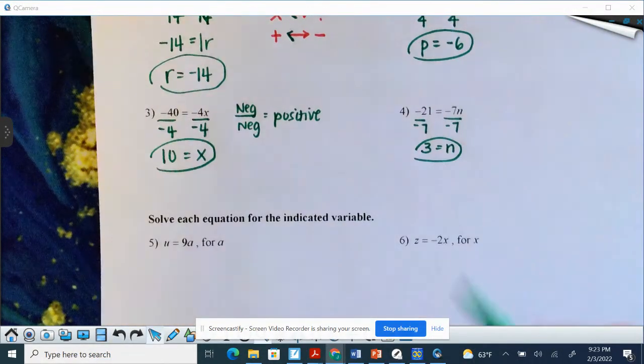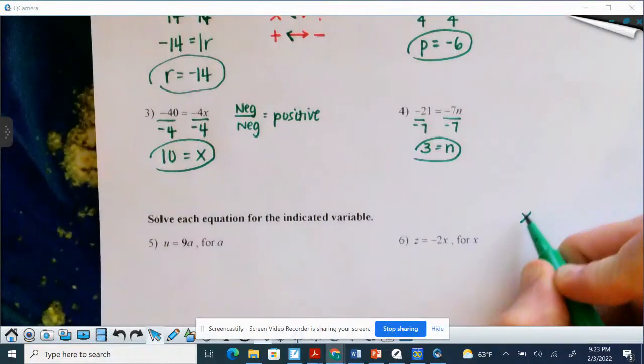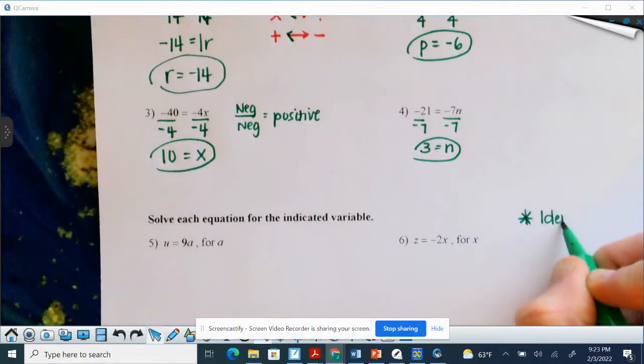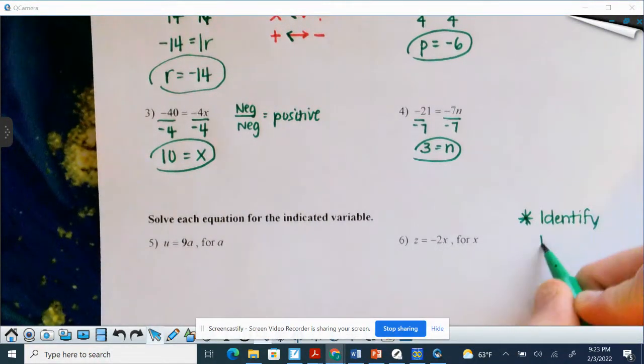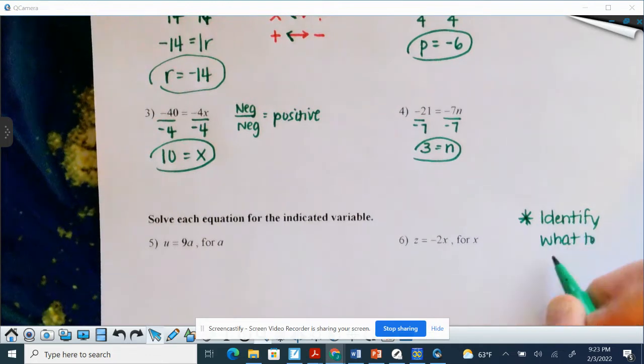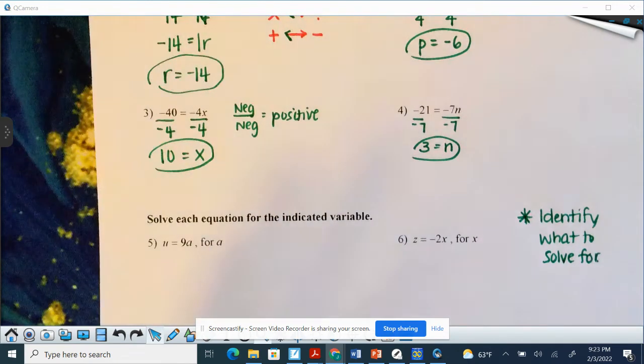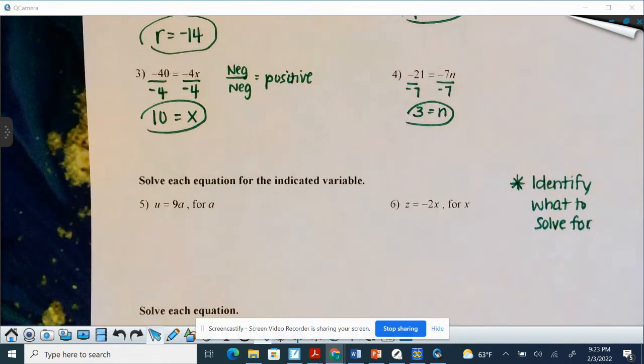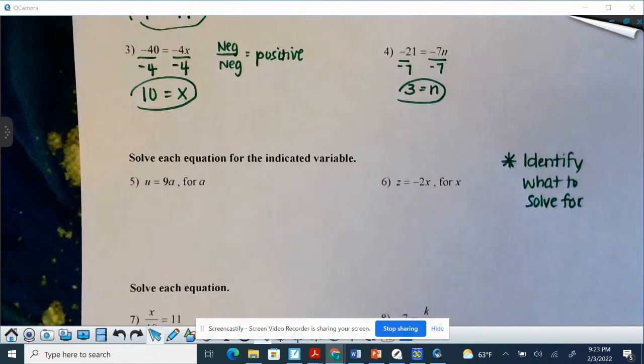Literal equations. This is it. Your first step: identify what to solve for. What I mean by that is, as I've told you, we get to doing these easy math problems like, oh, we totally got this, and you just run and you don't think about what you're doing. But in these, there are going to be multiple variables, and they are going to get a little harder than this. But what are you solving for?